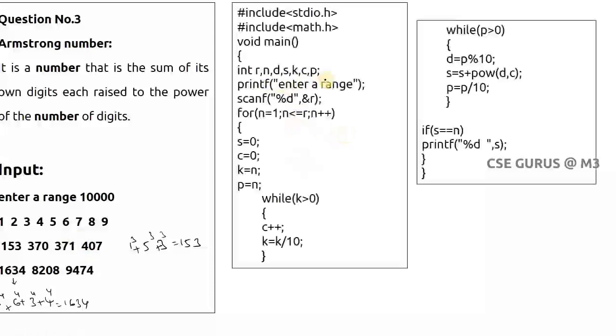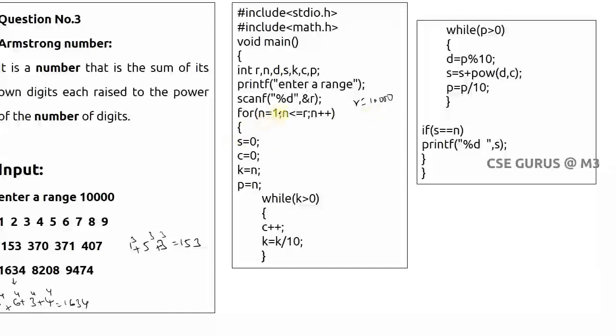Here I have taken a number of variables. We'll see how they are useful. Enter a range. What is the range that you want to enter? Whether it is 100 or 1000, whatever it may be, I'm taking that value in R. In our example I have taken 10,000. Now I have taken n, from n equals 1 up to n less than or equals R. That means I have given the range as 10,000, and for all the numbers till 10,000 I need to check whether each number is Armstrong or not.